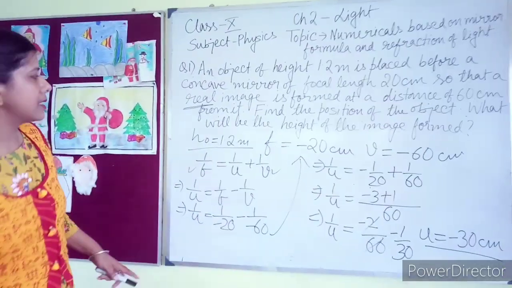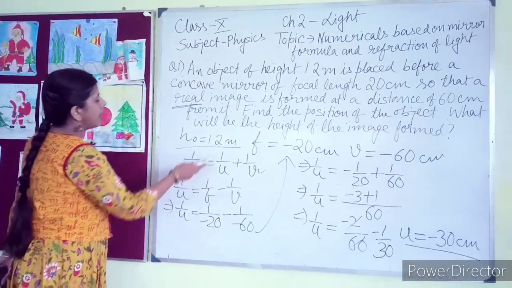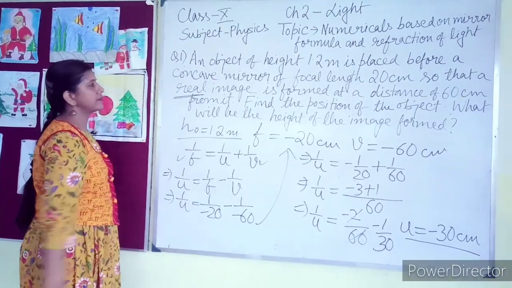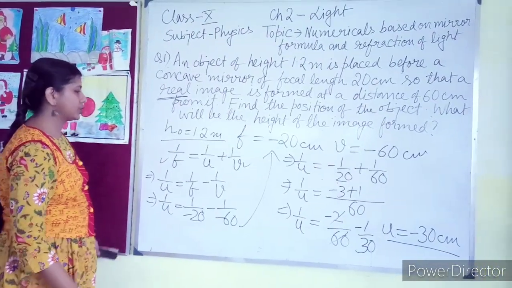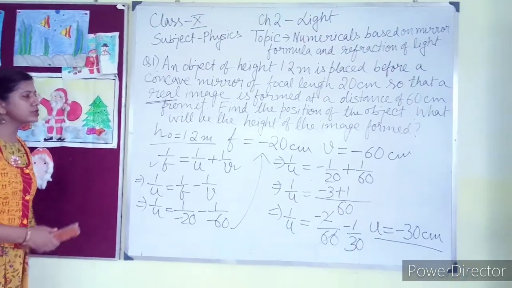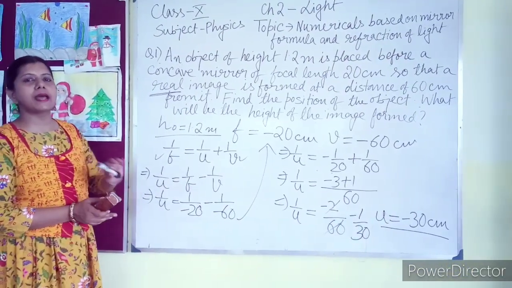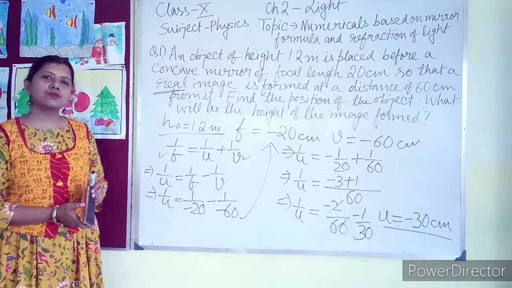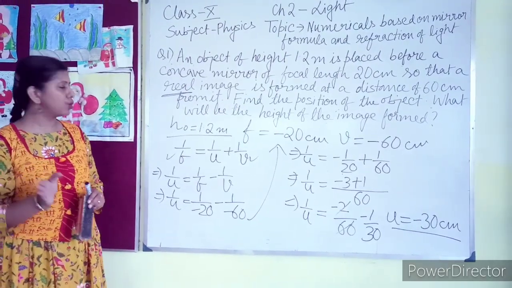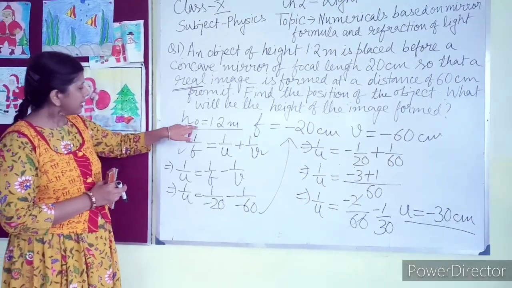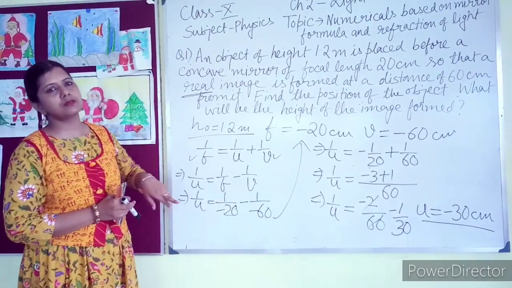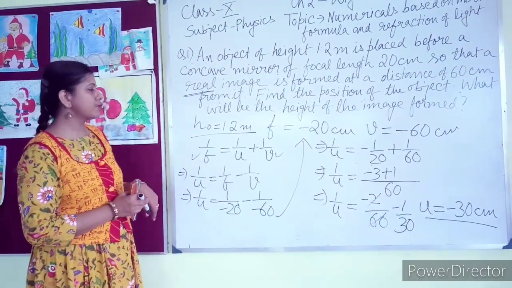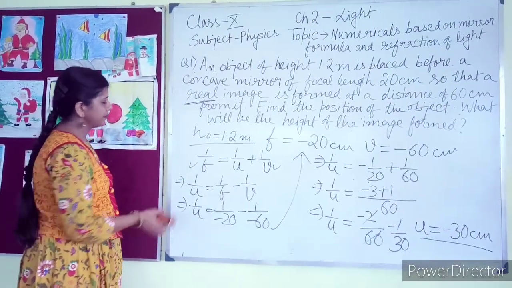Now next portion, what I have to find out? Height of object is given to me. I have to find out the height of the image. So I have to use here the formula of magnification. What is the formula of magnification? M = height of image by height of object, that is equal to -V/U. So this formula I am going to use here.